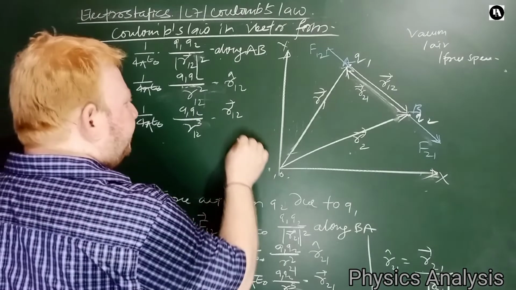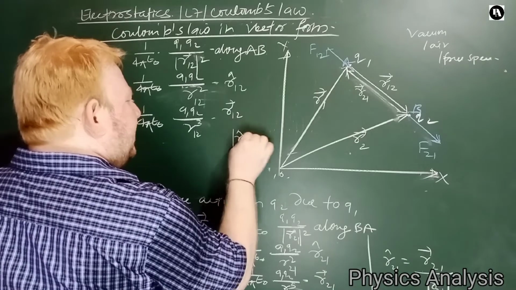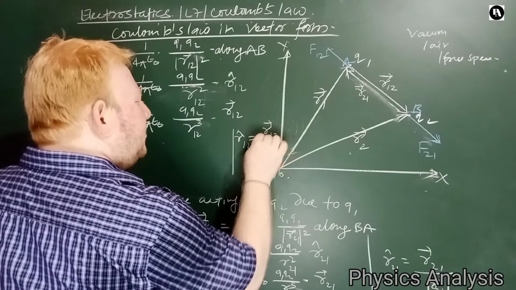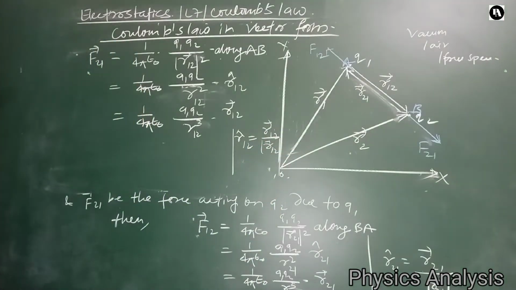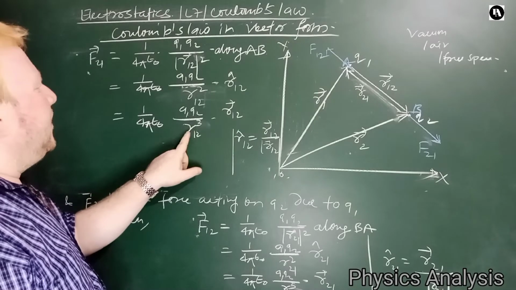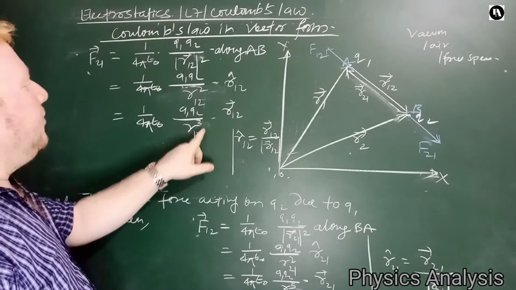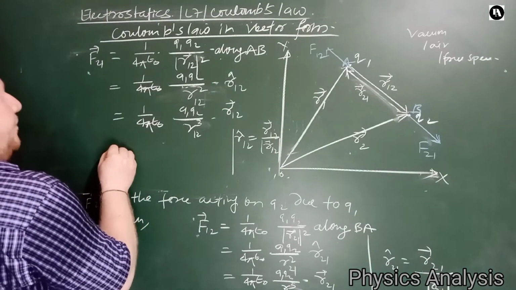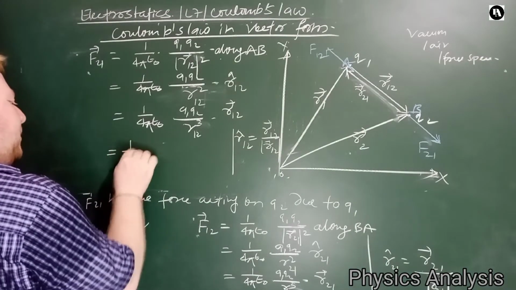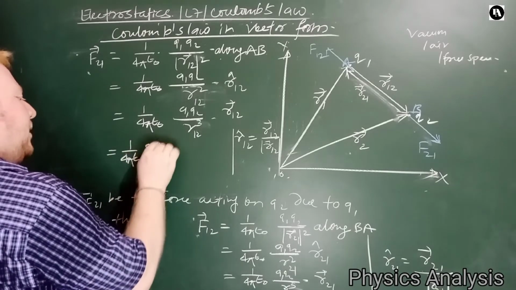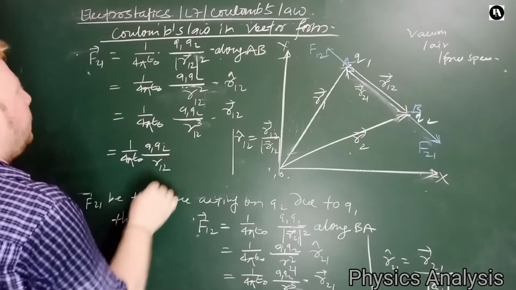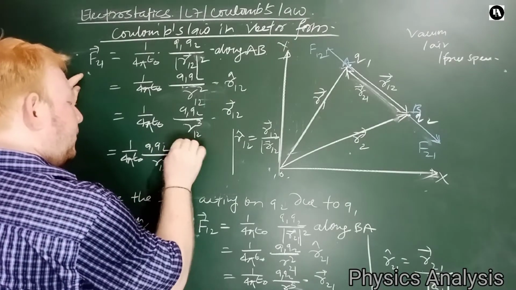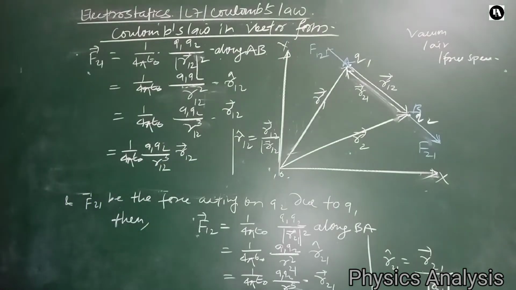Why? Because R12 unit vector can be written as R12 vector by R12 in mod. So one coming here, R12 cap gives R12 cube. So finally, this one is 1 by 4 pi epsilon naught into Q1 into Q2 by R12 cube, R12 vector. So this is how you can write.